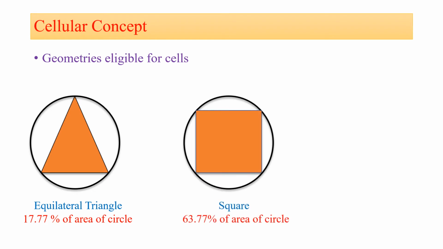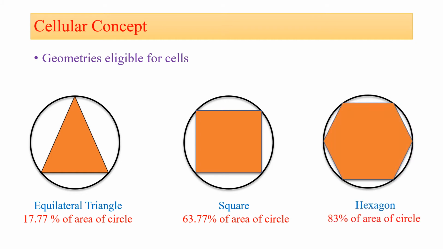Similarly, as another example, suppose instead of an equilateral triangle you are considering a square. Now if you consider the square, then it covers only 63.77% area of the circle. If you compare the equilateral triangle with the square, obviously the square covers a larger area as compared to the equilateral triangle. It covers 63.77% of the area of the circle.